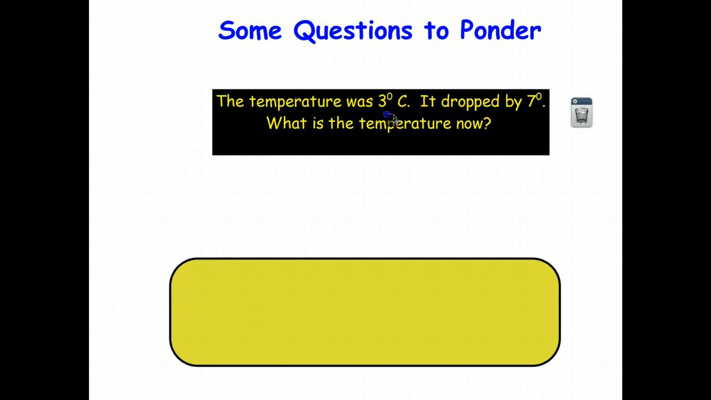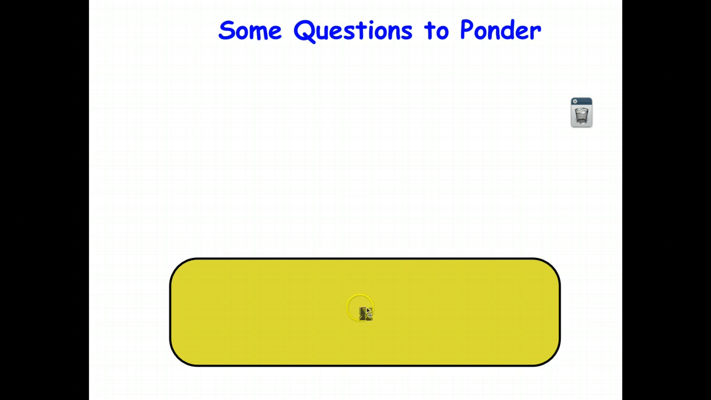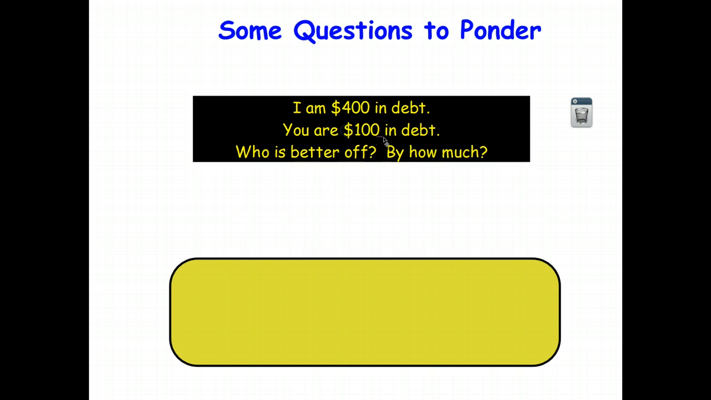Okay, let's just do one more question and leave it at that. I'm $400 in debt. You're $100 in debt. Who's better off and by how much? Well, hopefully it's fairly obvious that if we're both in debt, whoever has the smaller debt is better off. So you're better off, and you're better off by $300.